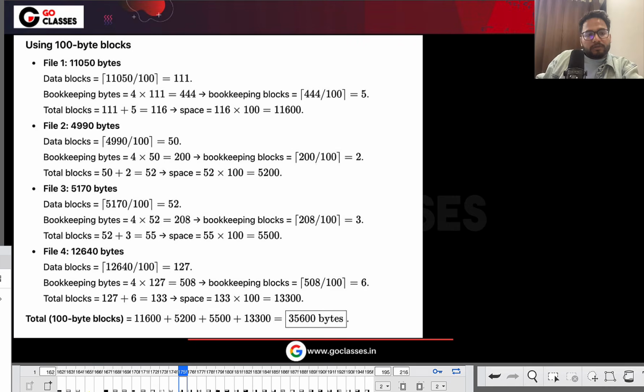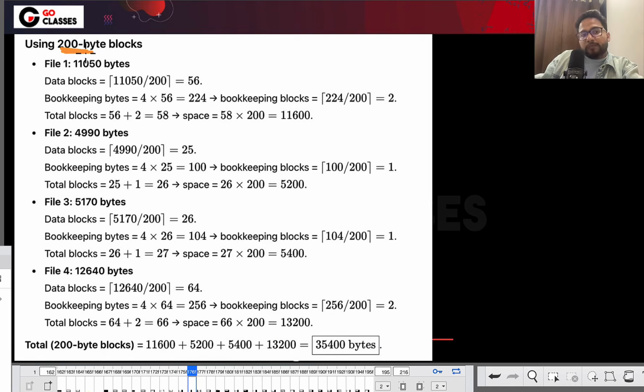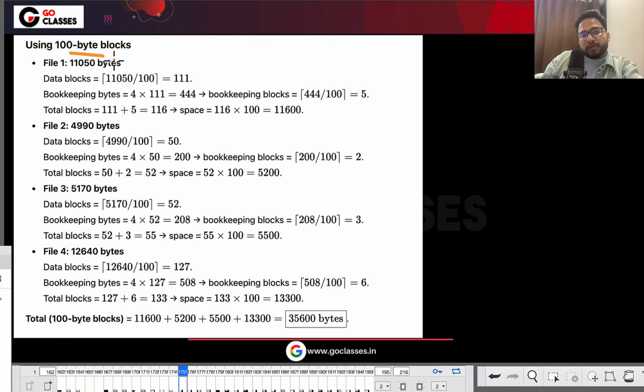Let me just directly show you the solution. Suppose we are using a 100 byte block, and in another case we will be using a 200 byte block. If you are using a 100 byte block, then two things are very important: how many data blocks you are using, and how many bookkeeping blocks you are using, right? Data blocks you can easily calculate. If this much is data, then 111 are the data blocks. Then the bookkeeping bytes are this. If these are the bookkeeping bytes, then the bookkeeping blocks will be divided by 100, which is basically 4.44, which is basically 5, right? So total 116 blocks you will be using for this file.